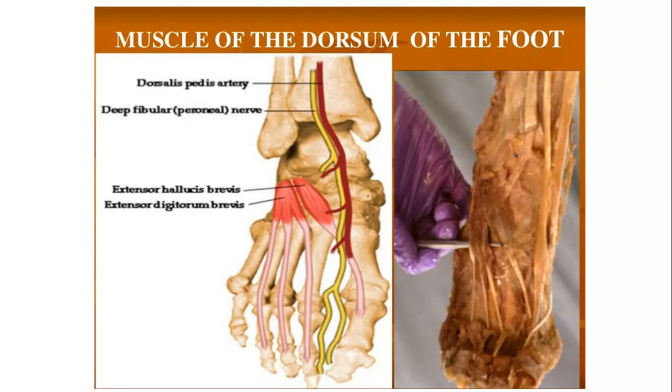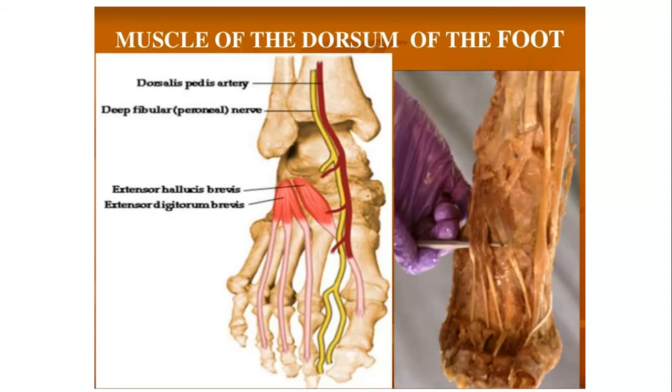Here the extensor hallucis brevis is shown separately, and these are the tendons of the extensor digitorum brevis. Some say this is one muscle, some say it is a separate muscle. Here the neurovascular bundle is shown with its branches. In this diagram, the muscles of the dorsum of the foot are shown.